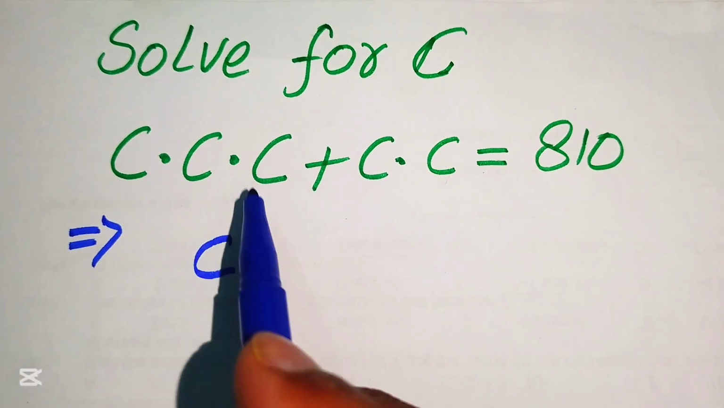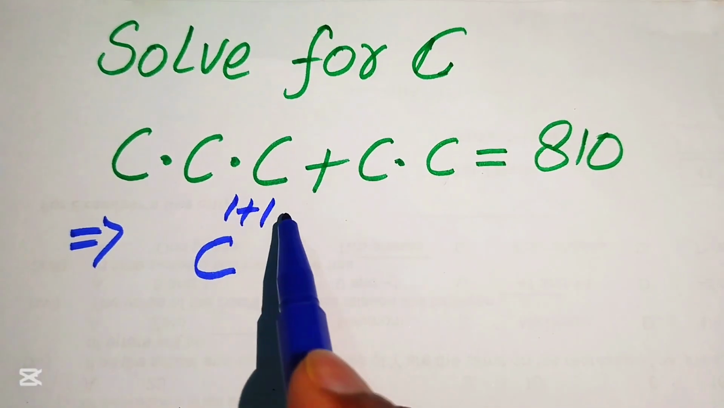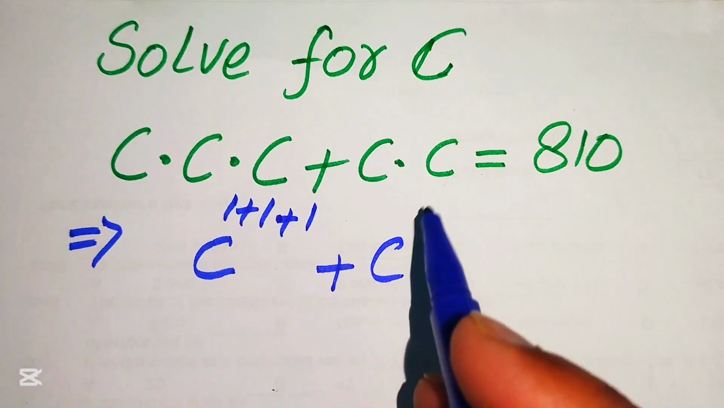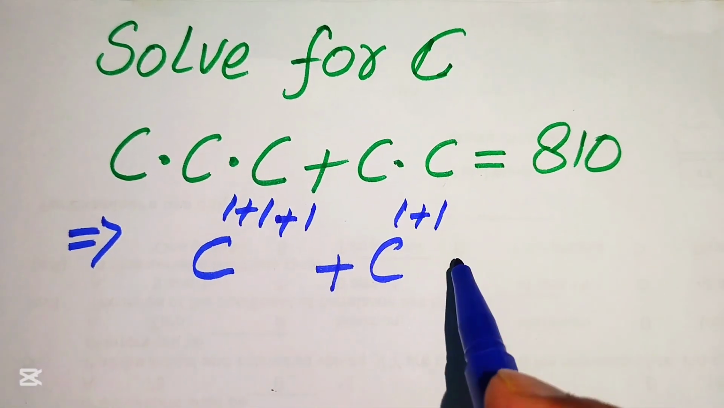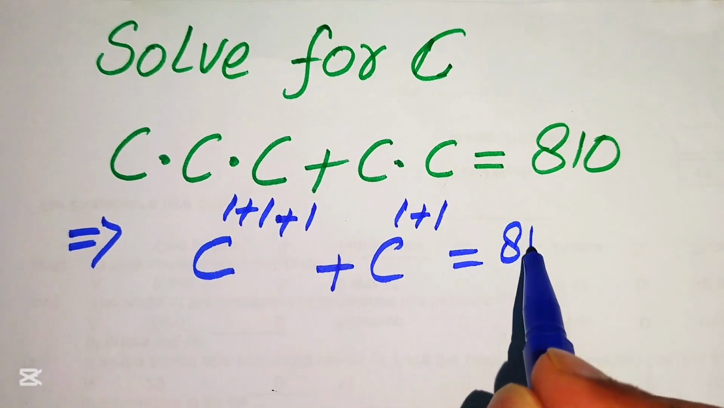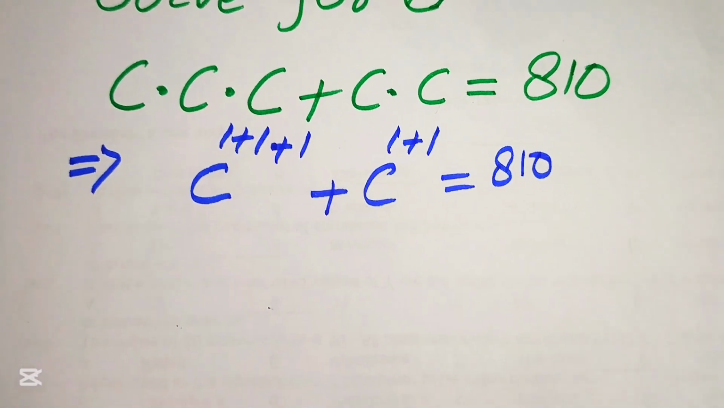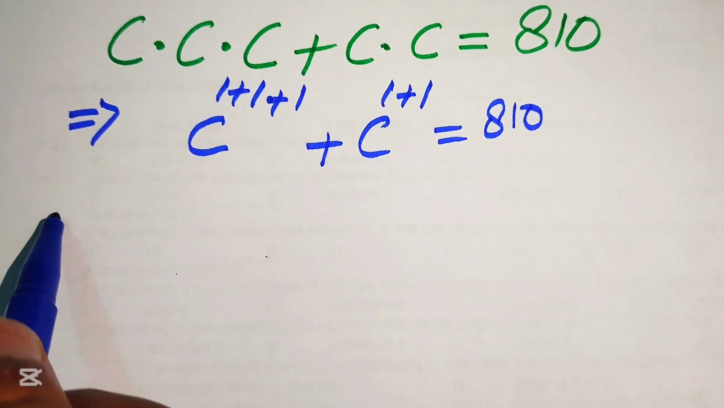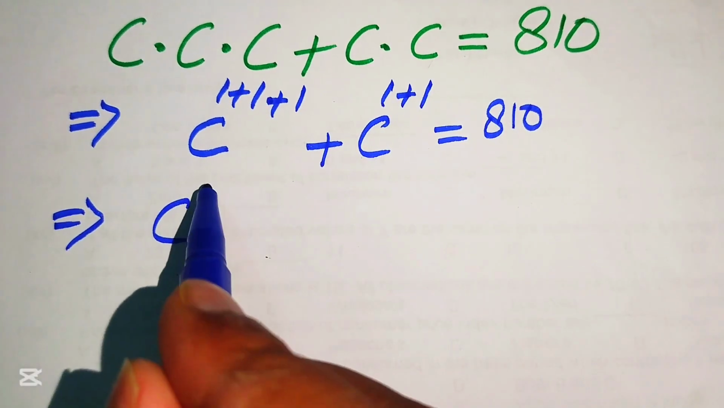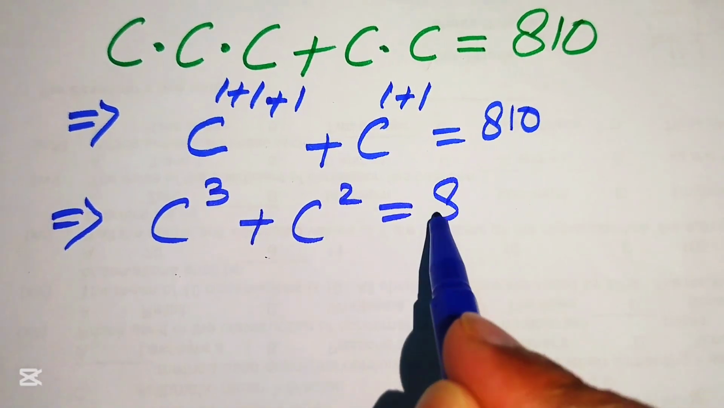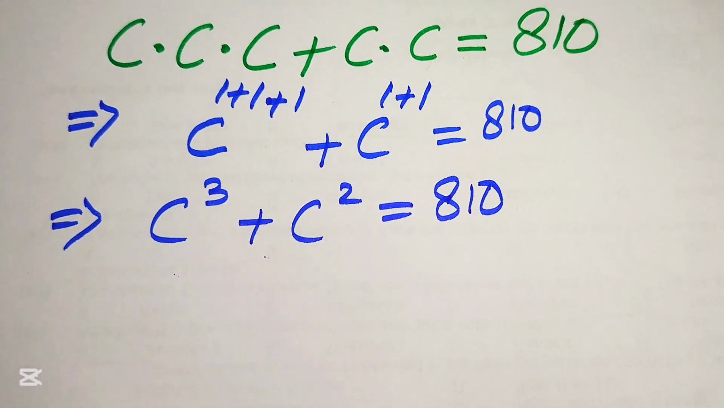The exponent of each term is 1, so we write it as c to the power of 1 plus 1 plus 1, and similarly here we have c to the power of 1 plus 1, equals 810. And now in the next step, the final simplified form of the given equation is c cubed plus c squared equals 810.